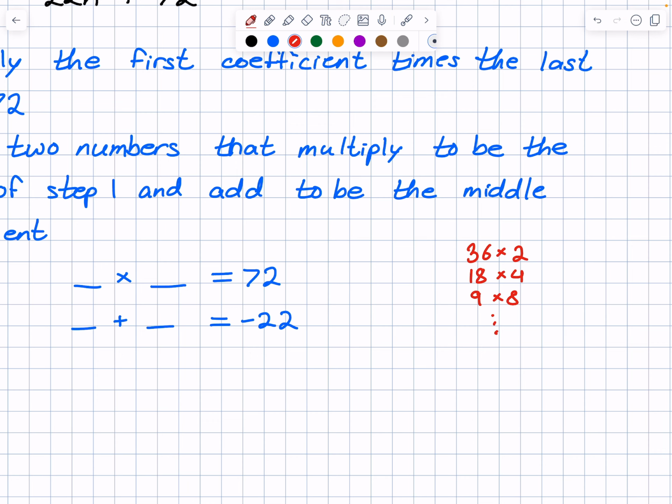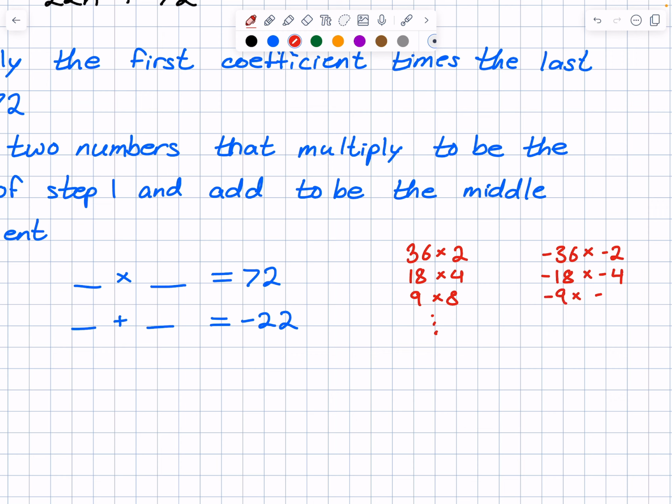And then you might also want to consider the negative options. So the negative options would be like negative 36 and negative 2, because those also multiply to be 72. Or negative 18 and negative 4. Or negative 9 and negative 8, and so on. There's more than this. You'll have to think through it. But this is going to be a shorter list than the other one.